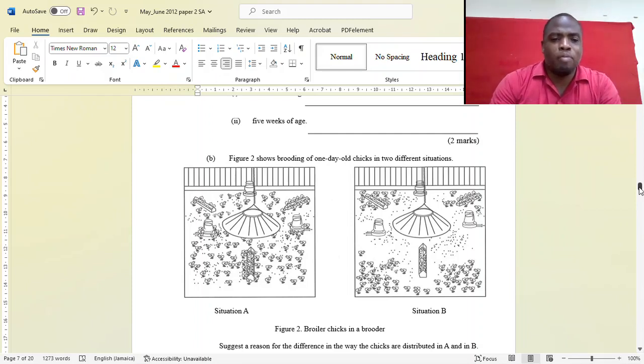Now, when we look at situation A, we see the chickens more evenly distributed in the brooding area, and everybody is at the feeder, chickens are at the water, and they're moving around, and they're good. That situation shows that the brooder is at an optimum temperature. It's the correct temperature. They are good. Alright? Watch me now. In situation B, the brooder can be a problem. What is the problem? The temperature is too high.